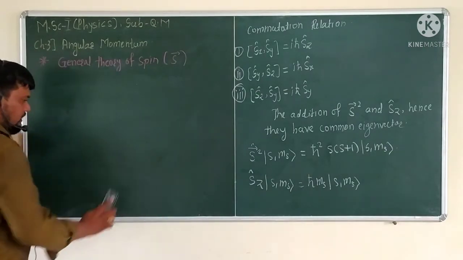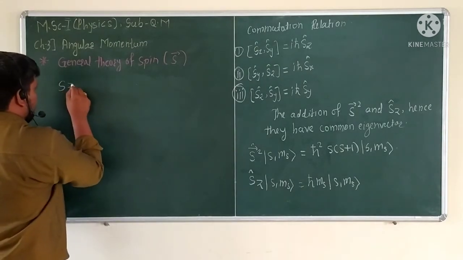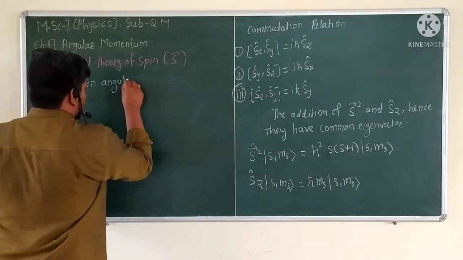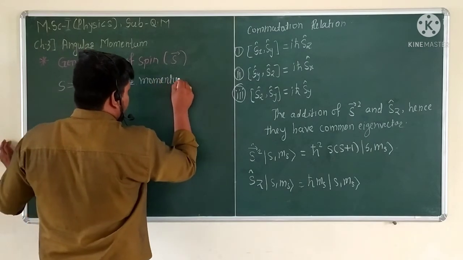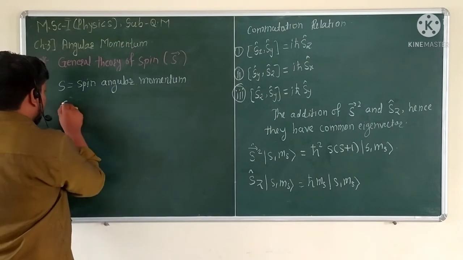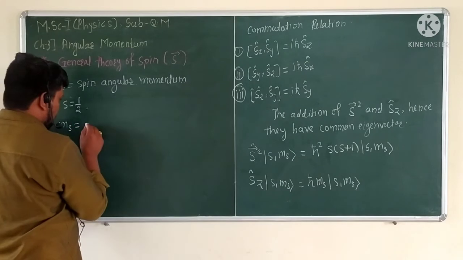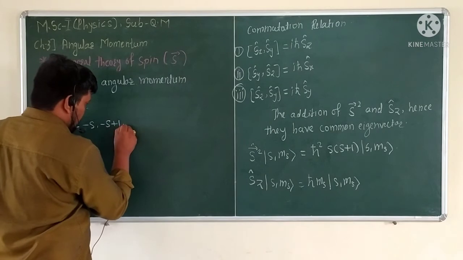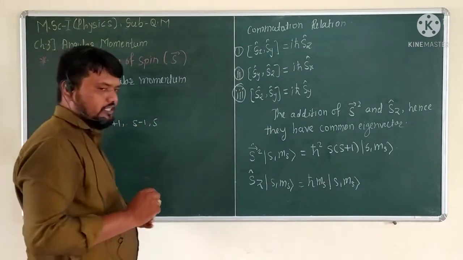Here s is nothing but the spin angular momentum, and s is equal to half. The ms value runs from minus s, minus s plus 1, up to s minus 1 and s. This is the ms value.